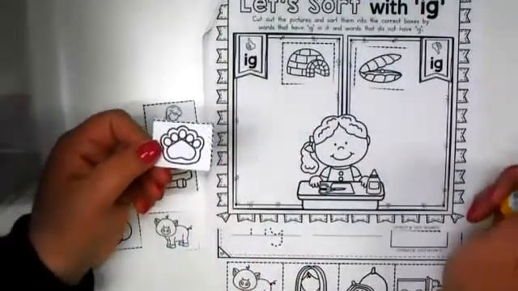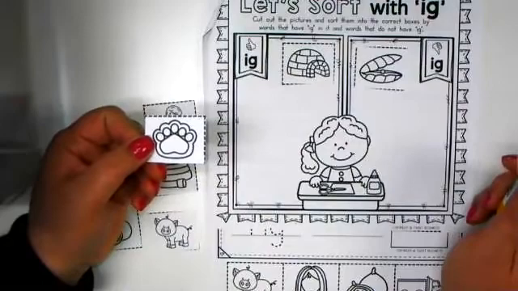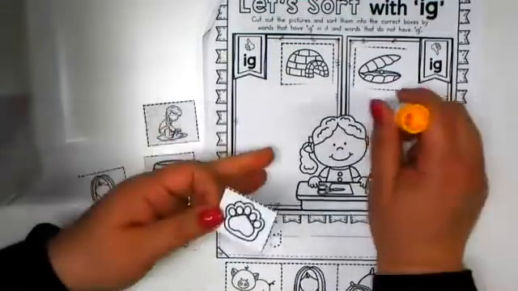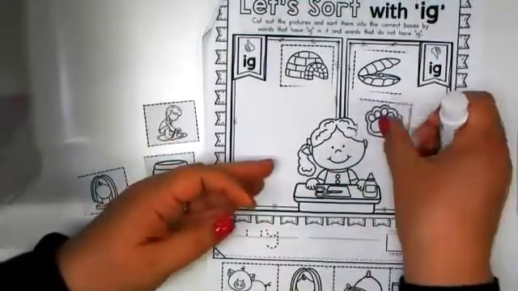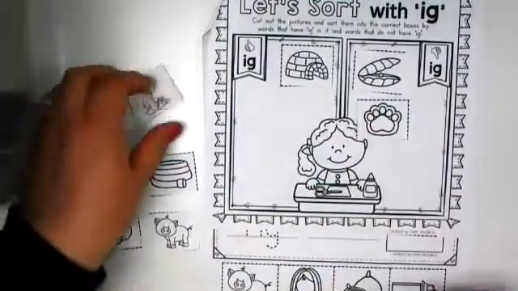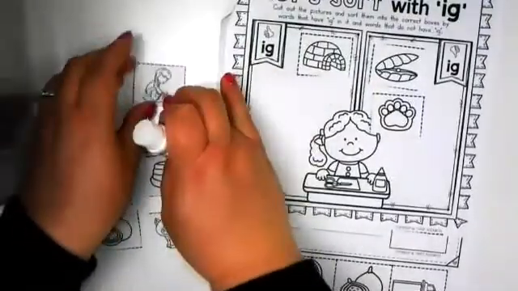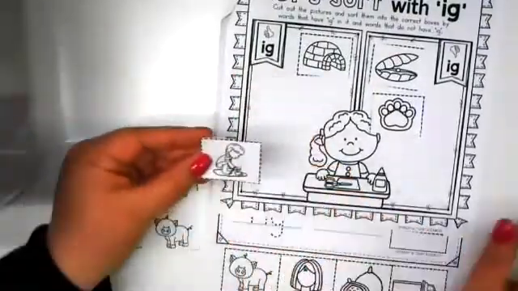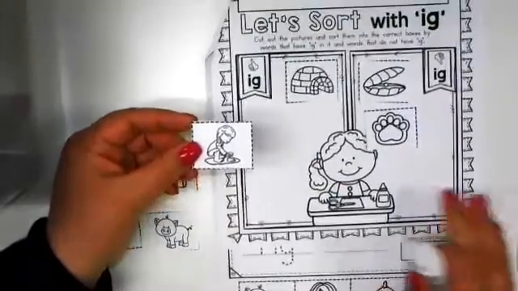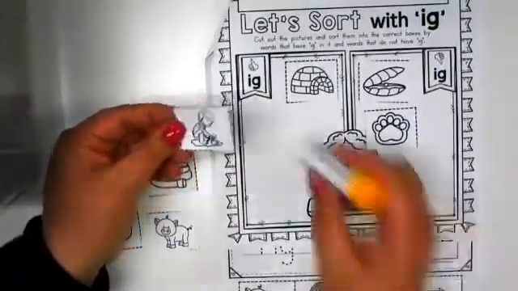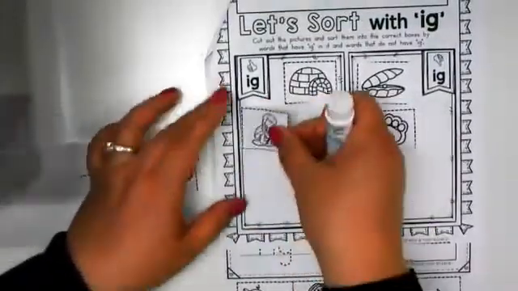Okay, this is a paw, like a paw print. Paw print. No, I do not hear the ig sound in that. I hear ah, like paw, but not the ig sound. And this is a girl. It looks like she's on the beach. And this is the word dig. D-ig. Do you hear the ig sound in dig? I do too. So this goes on this side like that.